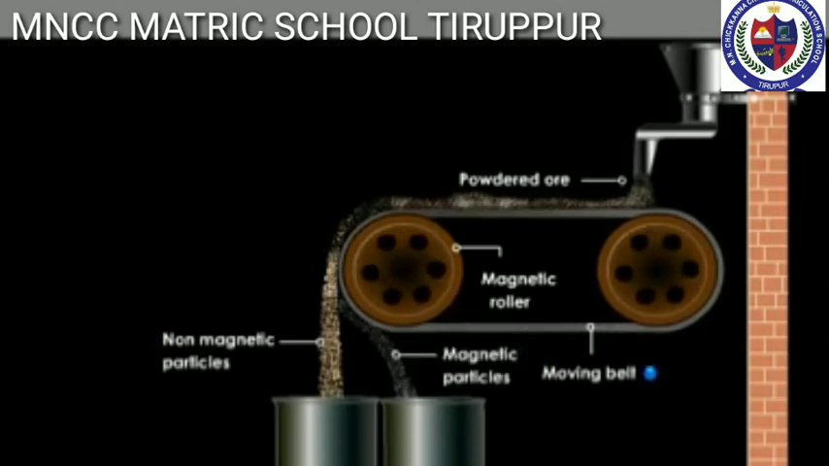The principle of this method is that the magnetic properties of the ores form the basis of separation. When either the ore or the gangue is magnetic, this method is employed. For example, tin stone, SnO2, the ore of tin.